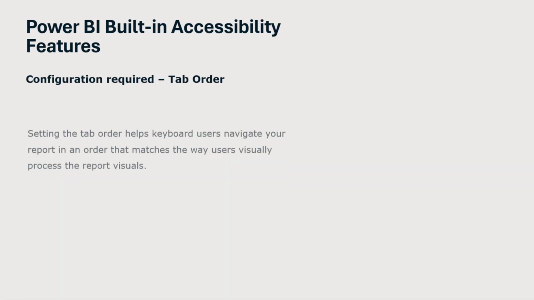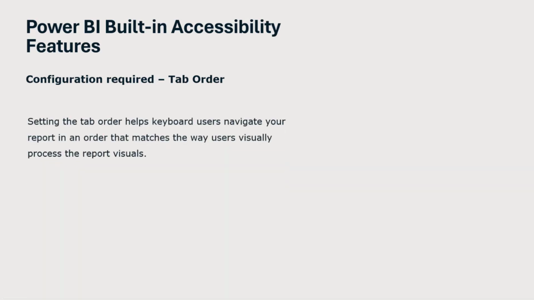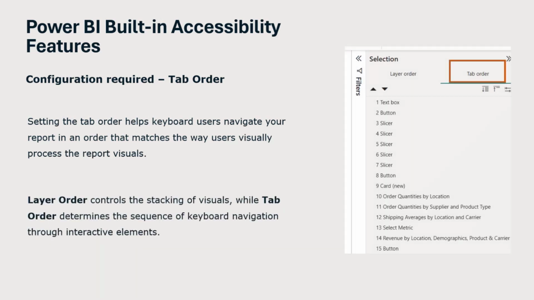Something else that's very important that we should not miss is tab order. Setting the tab order helps keyboard users navigate the reports in the order that matches the way we should consume the report. We cannot make confusion between layer order and tab order.